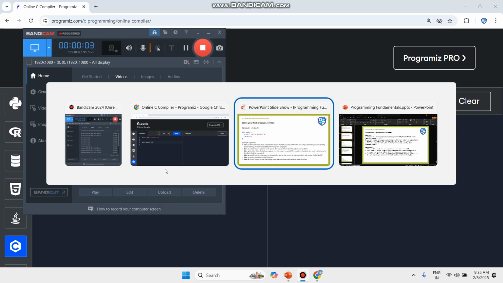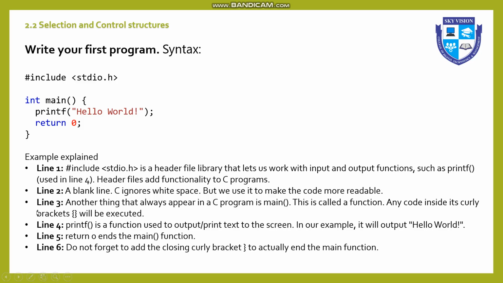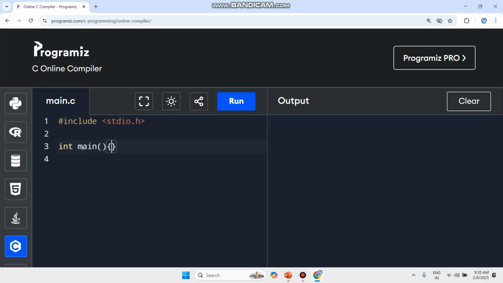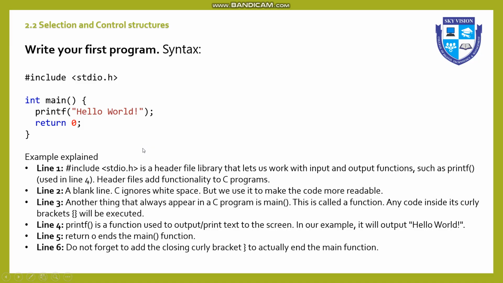Okay, so basically we are over here right now, line number 3. Another thing that always appears in C programming is main, right? We just wrote main over here, didn't we? You can see over here we just wrote main. So what is that main? That is a function. What is it called? Function.